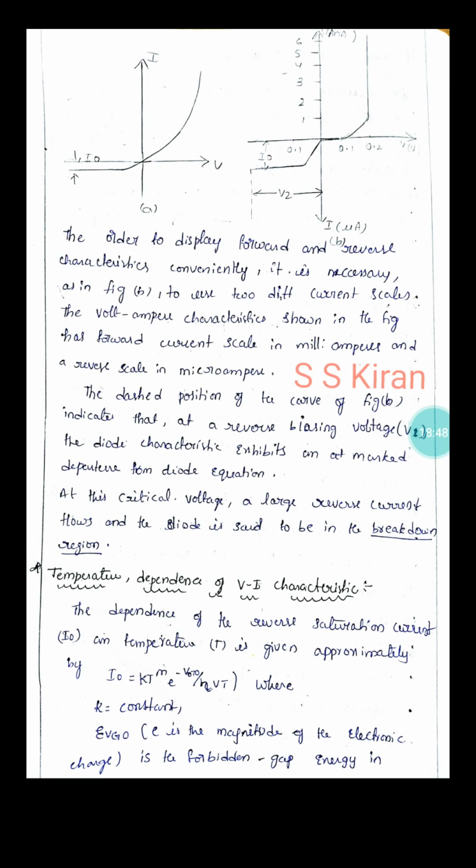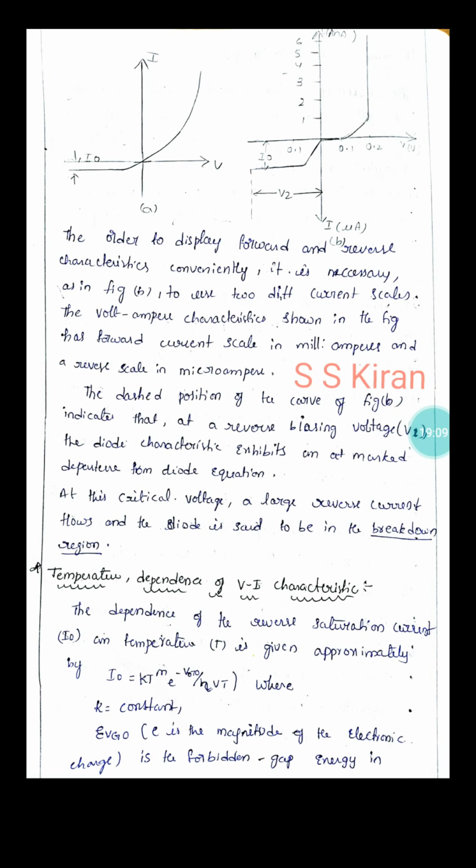Now, applications of diodes: it can be used as a rectifier. It is used in power supply circuits. It can be used as a clipper circuit. It can be used as a clamper. It can be used in clamper and clipper circuits. Okay, this is the VA characteristics of the PN junction diode.